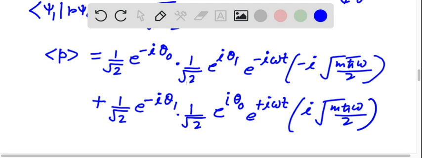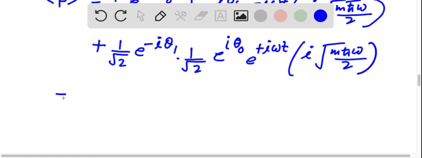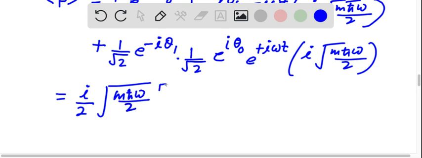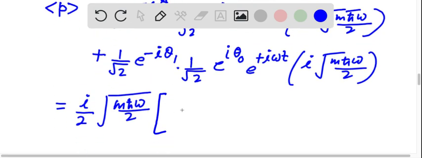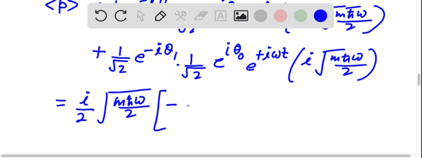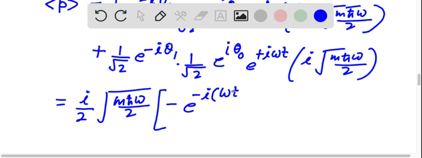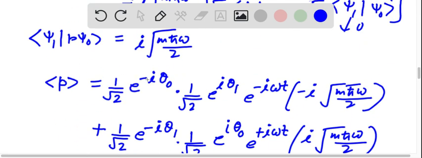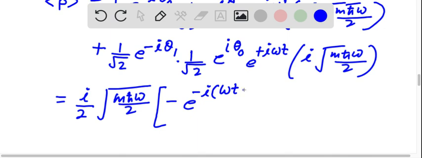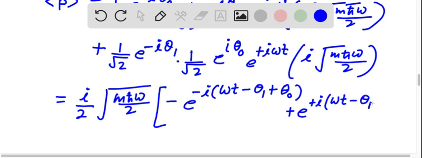This 1 upon root 2, 1 upon root 2, that is 1 upon 2, and i by 2, m h bar omega by 2, and here this is minus e power minus i omega t, and this is also minus theta 1 plus theta naught, plus e power plus i omega t minus theta 1 plus theta naught.